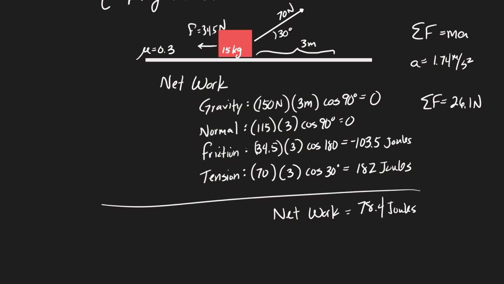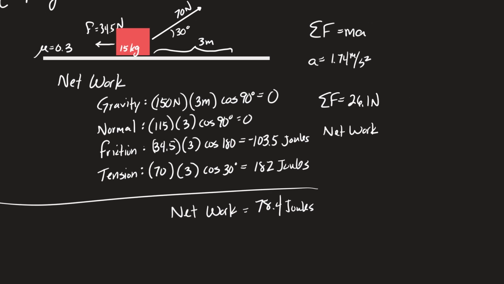Now, the box moved 3 meters, so the net work from that net force is going to be 26.1 times 3 times the cosine of 0 degrees, because the net force is in the direction of the acceleration. So that's going to be a cosine of 0 degrees. And lo and behold, what do we get? 78.3 joules. Accounting for a little bit of rounding here, I think we're right in the same ballpark.